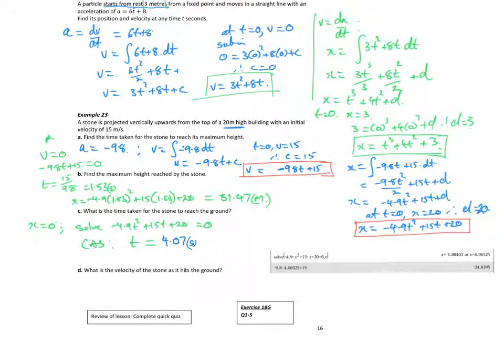What is the velocity of the stone at that time? Well, if I put t equal to 4.07 into my velocity rule, negative 9.8 times 4.07 plus 15, again we can see on the CAS that it will have a velocity of negative 24.84 meters per second. So a speed of 24 meters per second heading downwards, that's what the negative sign suggests. All right, so I hope that makes sense. Off you go.